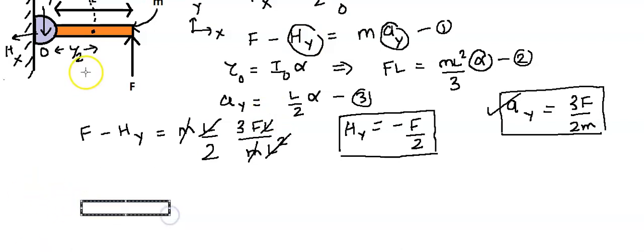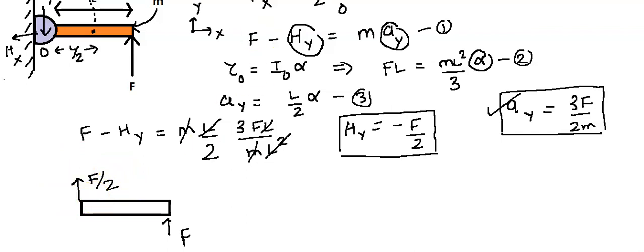So we have the rod, right? We have the rod, and we have F, Hx is 0, and Hy is minus F by 2. So it's F by 2 in the direction opposite to what we assumed. Something's not right, because the hinge is supposed to be restraining the motion of the rod, isn't it? Instead, somehow it seems to be supporting motion.